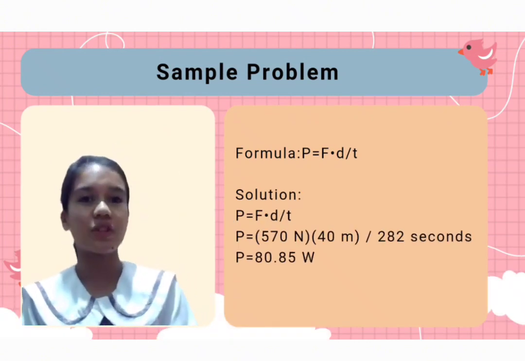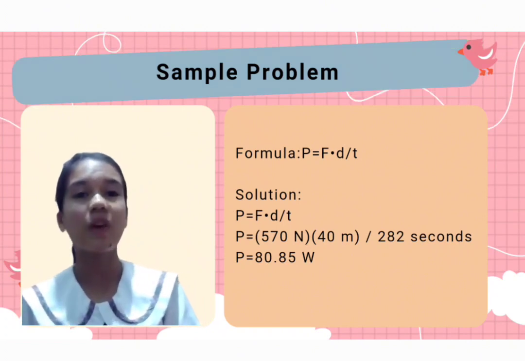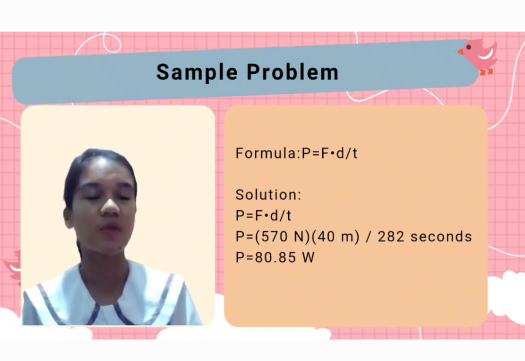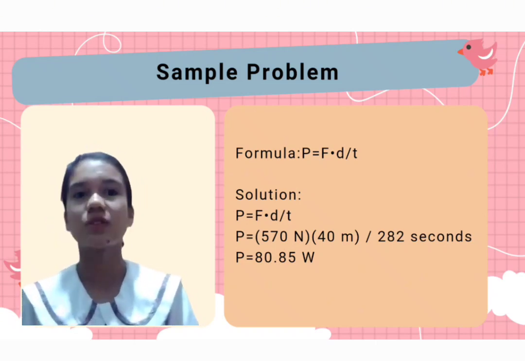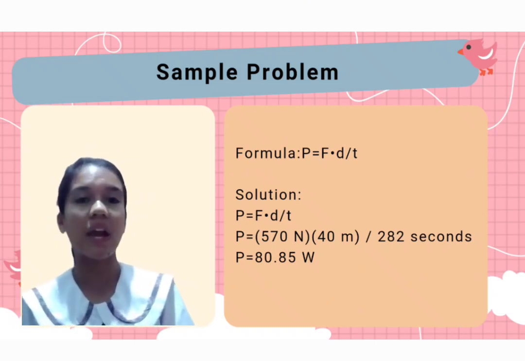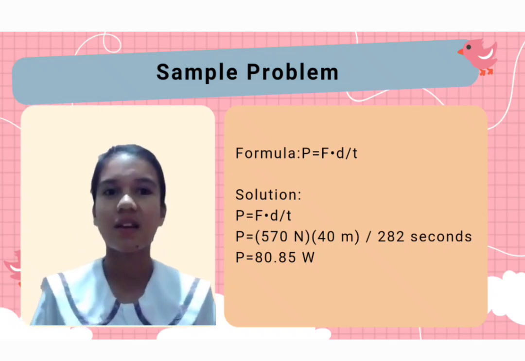So the solution is P is equal to 570 N times 40 meters divided by 282 seconds. So the answer is P is equal to 80.85 watts.